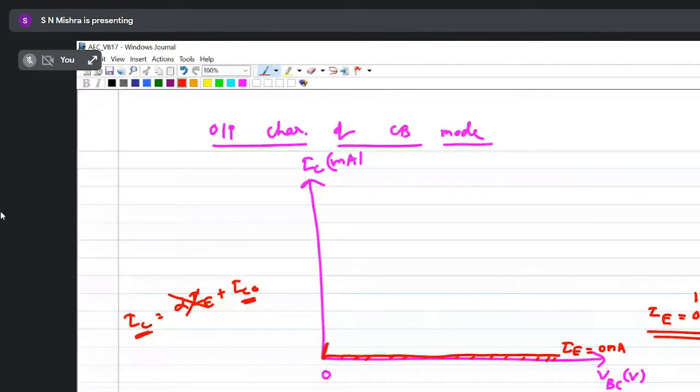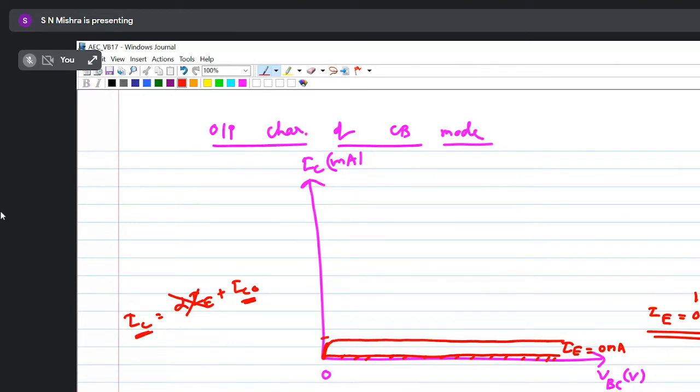So when I increase, it will increase, but the maximum, if I observe here, this is 1, this is 2, this is 3, this is 4, this is 5, this is 6. If I label it, then I'll get a little bit less than 1 milliampere. So IE equals 1 milliampere.